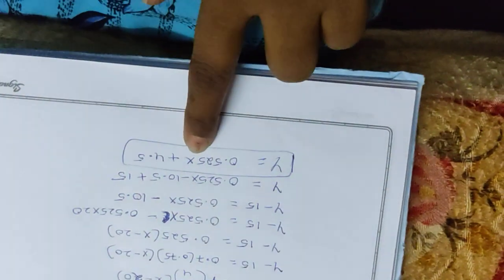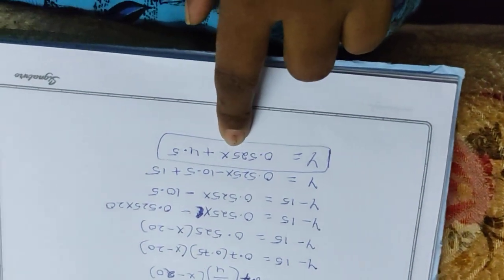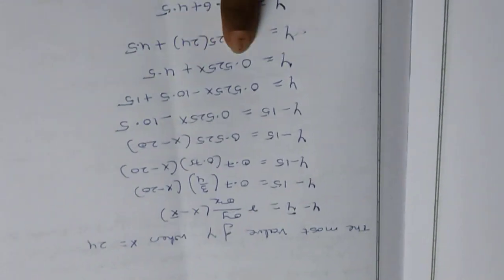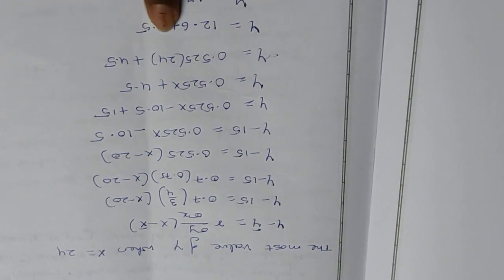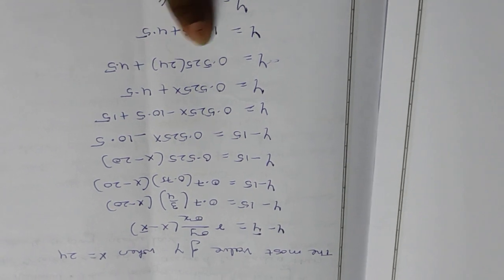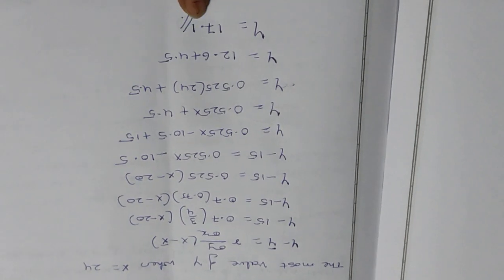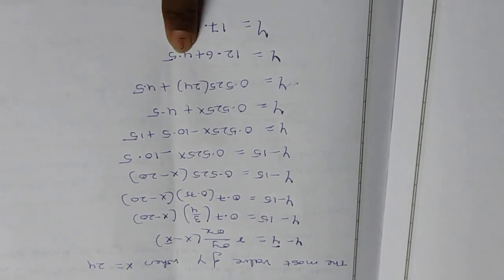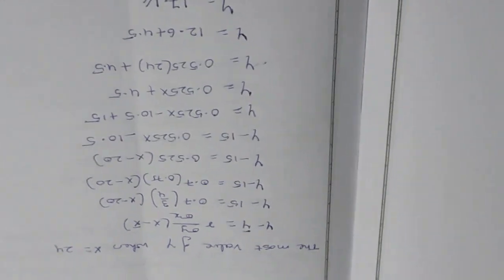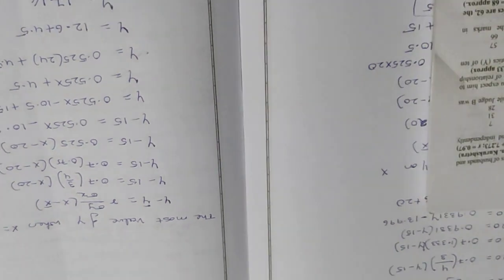And finally here, in this x, we have to substitute this 24. So after substituting 24, now you have to multiply it. 0.525 into 24 is 12.6, plus 4.5. So y is equal to how much? 12.6 plus 4.5 is 17.1. So this is the second method, nothing but the same equations itself, but directly we are substituting over here.